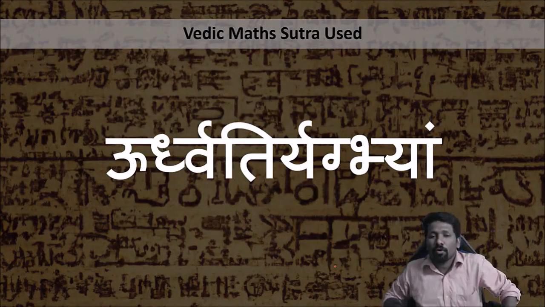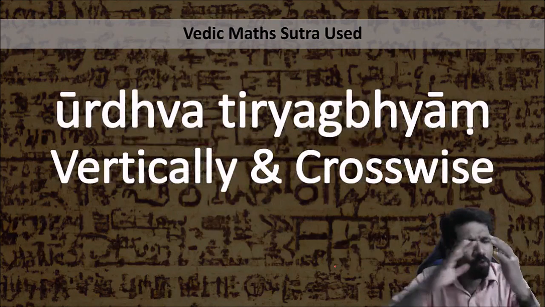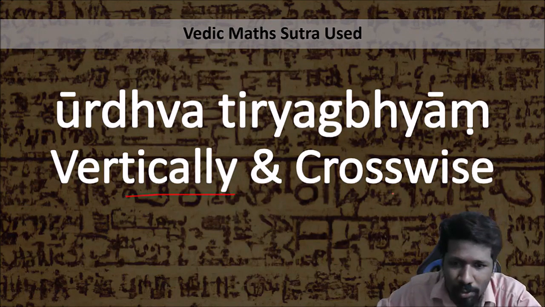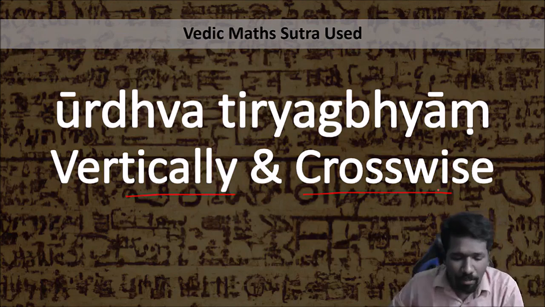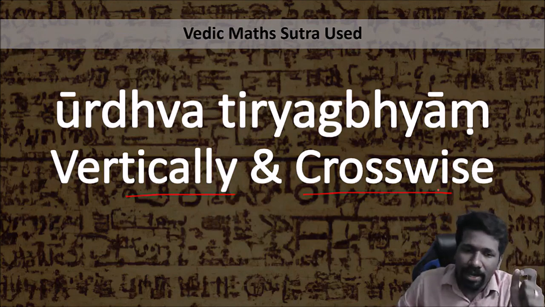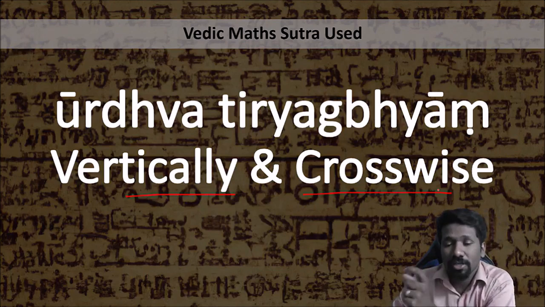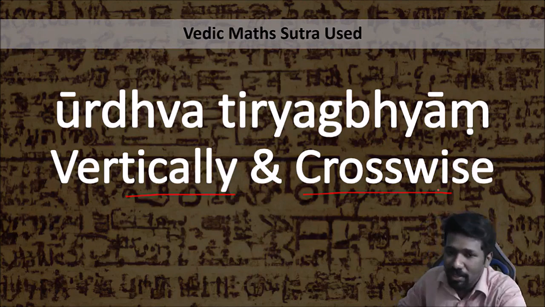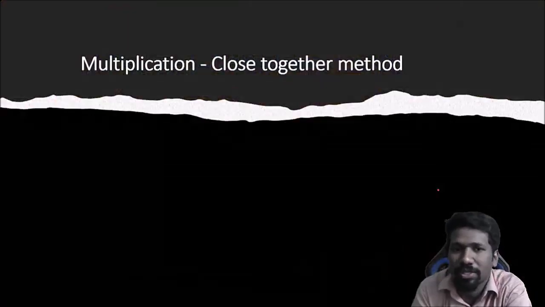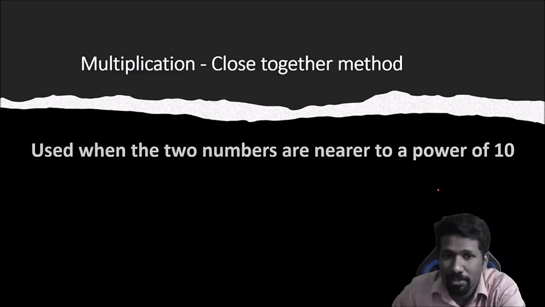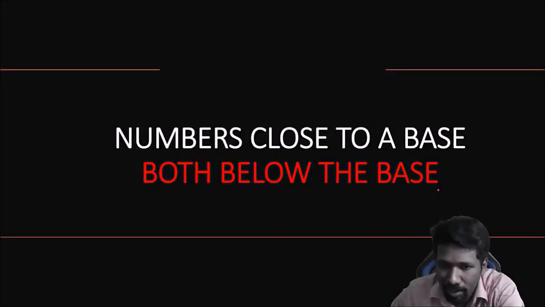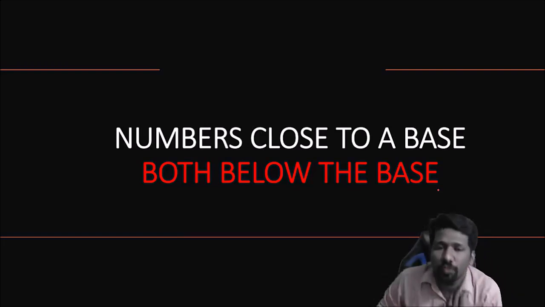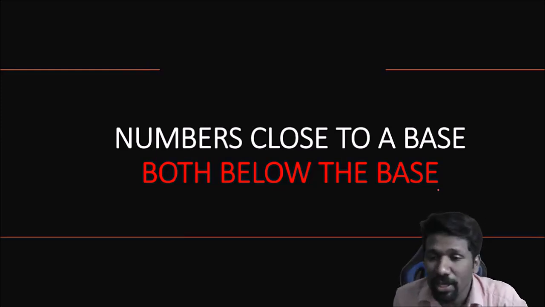So the sutra or the formula is Urdhav Tiryabhyam. Again, you don't have to learn the Sanskrit word for it, just the translation, vertically and crosswise at least, if you can remember. The good thing about the sutras is this will help you to memorize what is the method to use for which technique. So vertically and crosswise means there is a vertical step, there is a crosswise step. Another name for this method is called close together method. So close together method is used for multiplying numbers when they are near to a base.